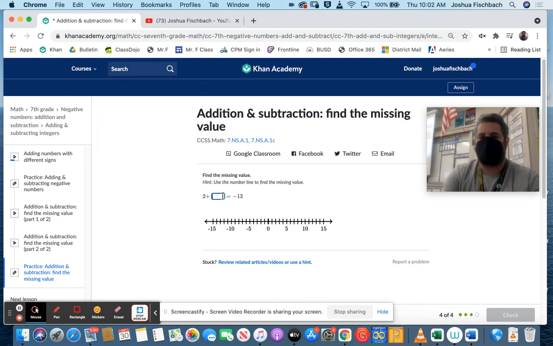But if you added +15, that would just be adding positive. You're going to go to the right. You actually want to add a -15 so that you end up going to the left like you want. So it's going to be 2 plus -15 equals -13. You start at 2, and then you move 15 to the left. You're going to end up at -13. That's the answer.